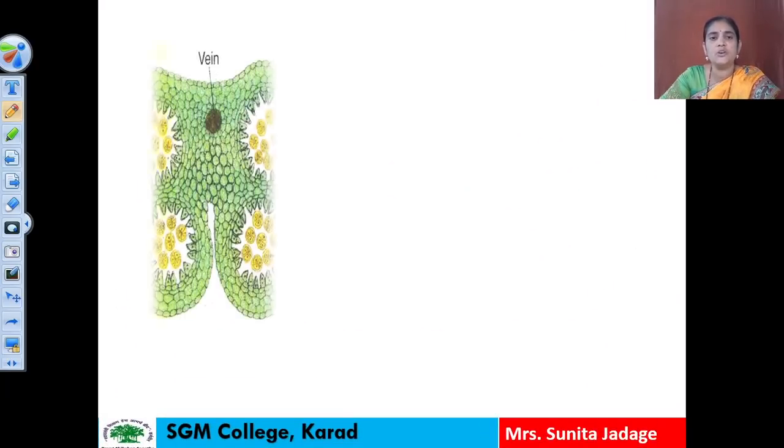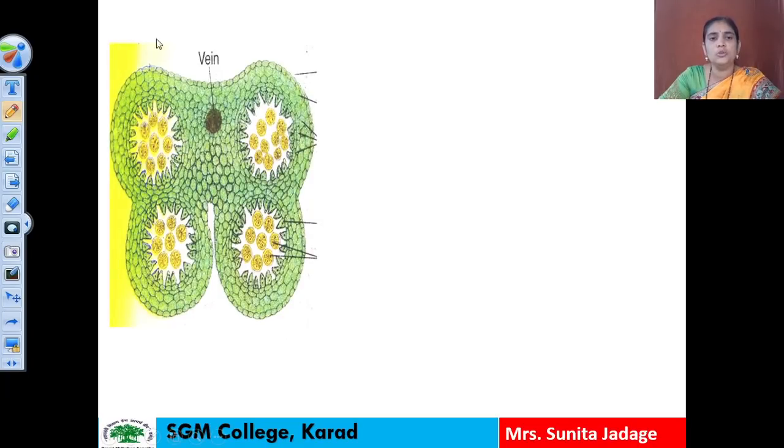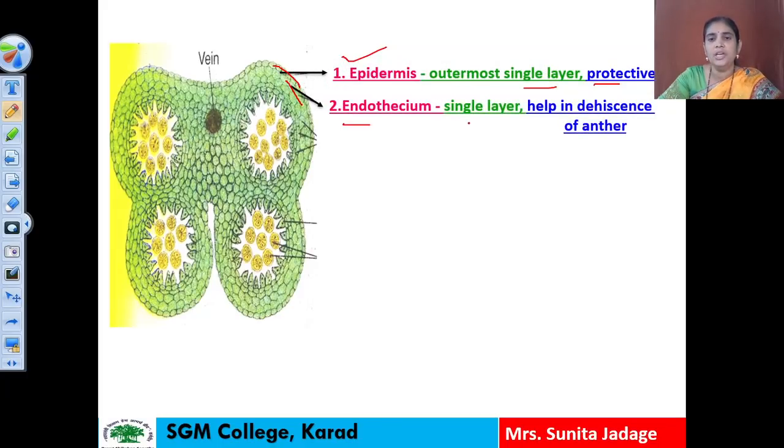Here the TS of anther is shown in this diagram, and we can see how the anther wall is made up of four layers. The first layer, the outermost layer, is known as the epidermis. It is made up of a single layer of cells and it is protective in function. The second layer of the anther wall is known as the endothecium. It is again made up of a single layer of cells and it helps in the dehiscence of anther.